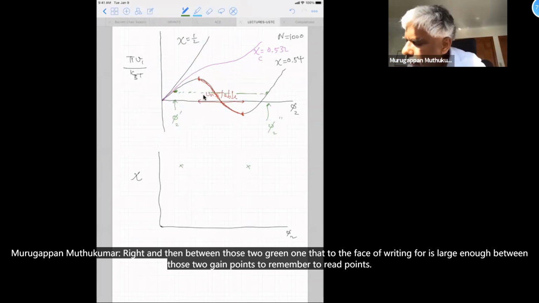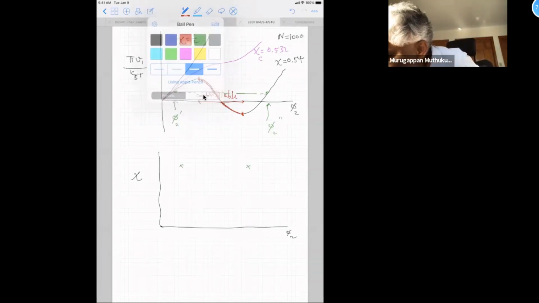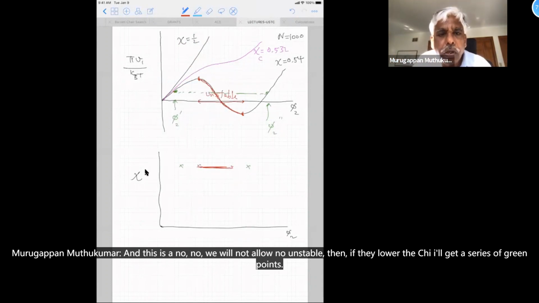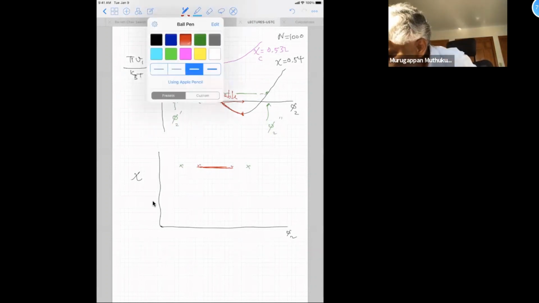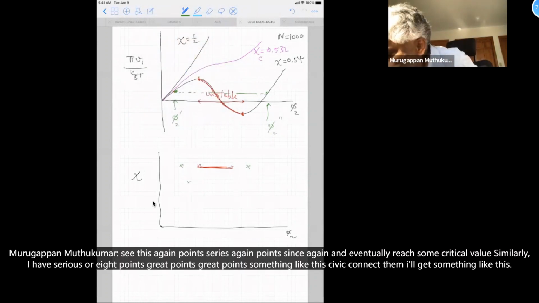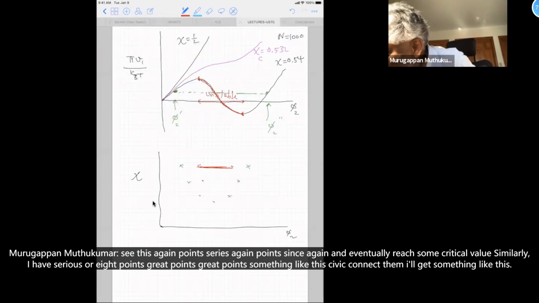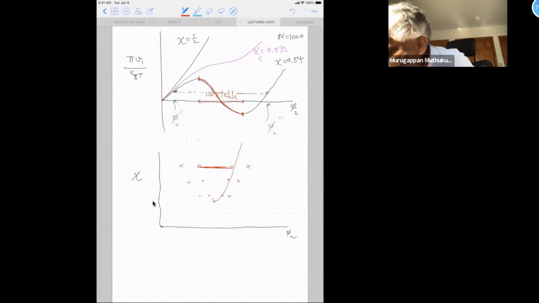Between those two green points, there are going to be two red points. And this region is not allowed, unstable. Then if I lower chi, I'll get a series of green points, and eventually we'll reach some critical value. Similarly, I'll have a series of red points, something like this. So if I connect them, I'll get something like this.